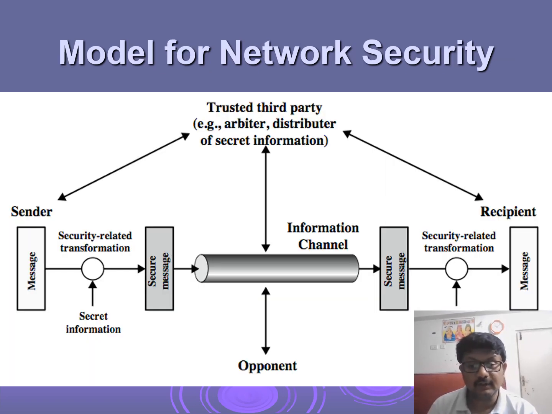So here we can see the model for network security. The sender is going to send the message. Afterwards, a security-related transformation will be done using secret information, and that secure message is now prepared and sent through the information channel. Again, that secure message will be read by the particular recipient. Here you can observe a trusted third party, for example an arbiter or distributor of secret information, which helps establish the connection between sender and receiver.